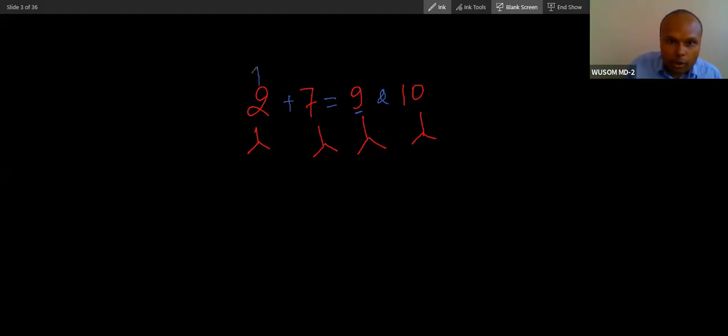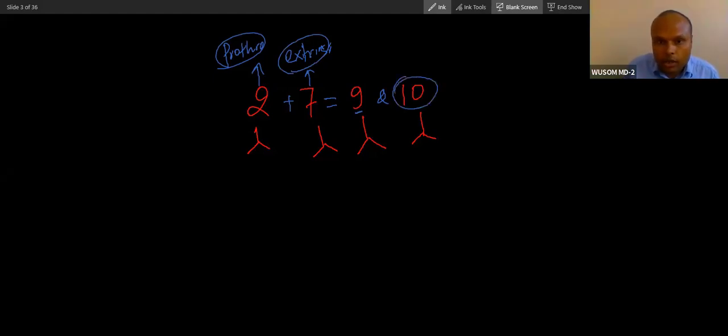2 is prothrombin. You can remember if you remember prothrombin. And 7 is part of the extrinsic pathway. And 9, especially 10, is part of the common pathway, and 2 is part of the common pathway.